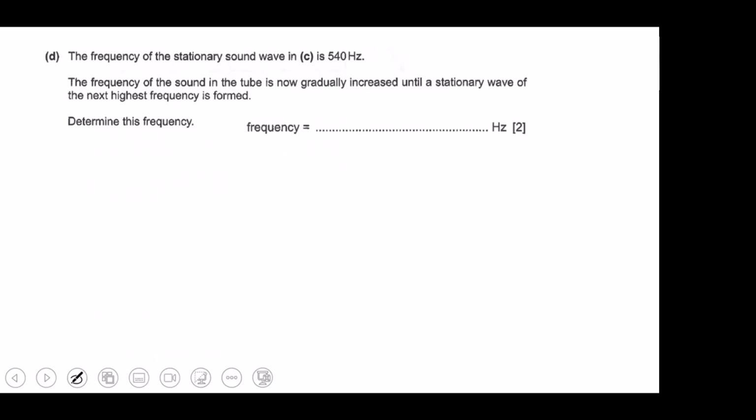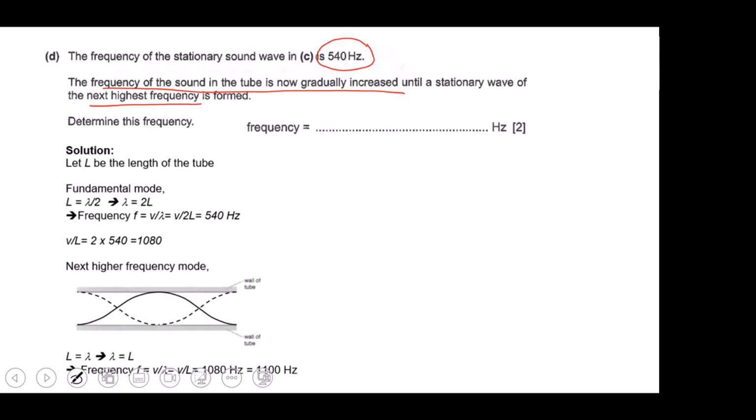Part D tells you that the frequency is 540, right? Now I increase the frequency until the next higher frequency. So if you are able to see a certain pattern, then it's faster, right? This is actually a 2N open, right? So the fundamental frequency is 540 Hertz. I need to get the next higher frequency.